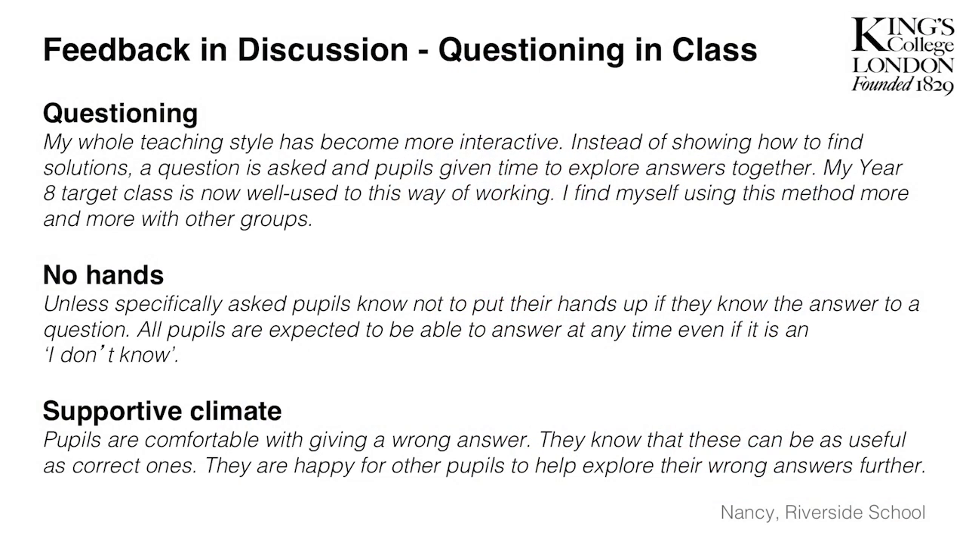It then follows: supportive climate. Pupils are comfortable with giving right or wrong answers. They know that these can be as useful as correct ones. They're happy for other pupils to explore their wrong answers further. And again, that supportive climate, that taking neutrally different ideas, and as happened, or could have happened with the girl and the flower called Betty, that's very important. And this teacher is reflecting that this is what she had learned through the work with others, starting off from our research results, but taking it much further.